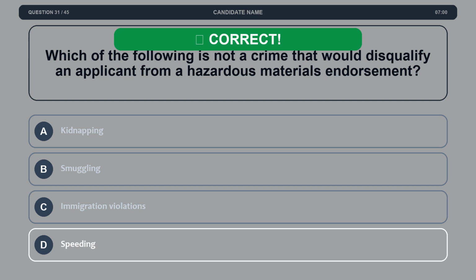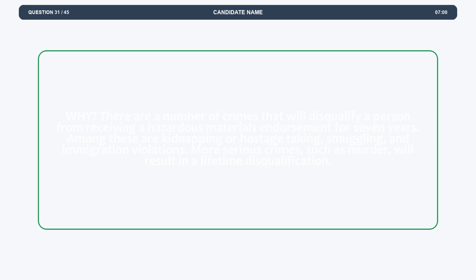The correct answer is option D, speeding. Explanation. There are a number of crimes that will disqualify a person from receiving a hazardous materials endorsement for 7 years. Among these are kidnapping or hostage-taking, smuggling, and immigration violations. More serious crimes, such as murder, will result in a lifetime disqualification.